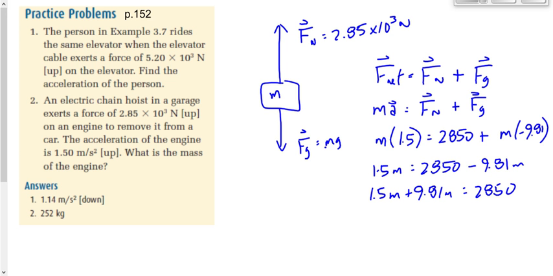Do you see what I've done there? This was subtract 9.81m. I took it to the other side by adding, so I added 9.81m there. Add those up, we'll get 11.31m. Listen, 1m plus 2m is 3m. 1.5m plus 9.81m is 11.31m. It's the exact same thing, except the numbers are just a little bit more complicated. See how I combined those terms? Now this is easy, right? Divide both sides by 11.31. 2850 divided by 11.31, and we should get 252 kilograms.